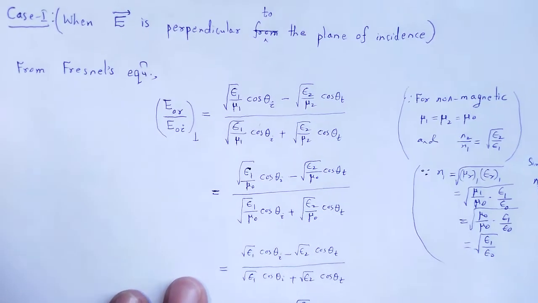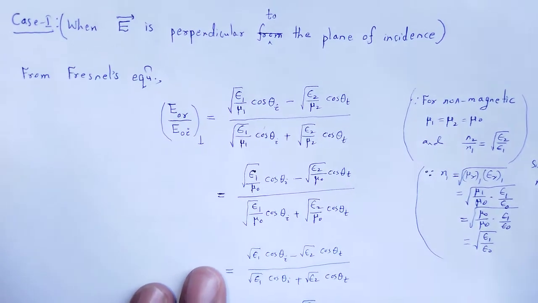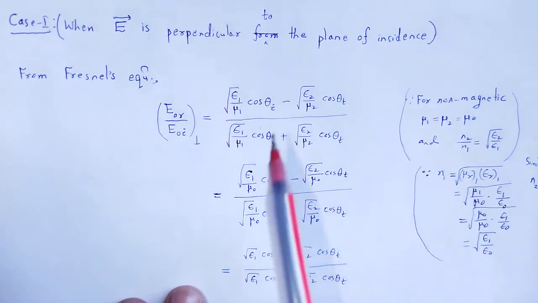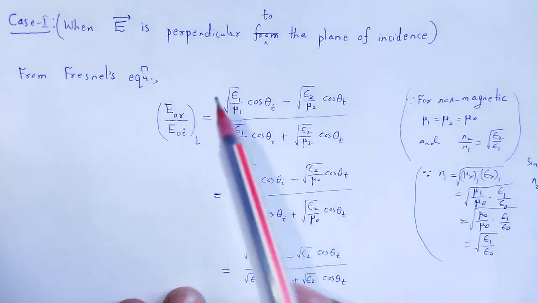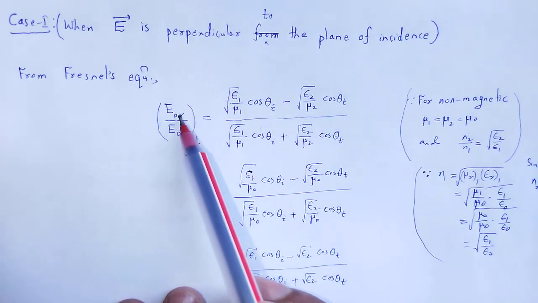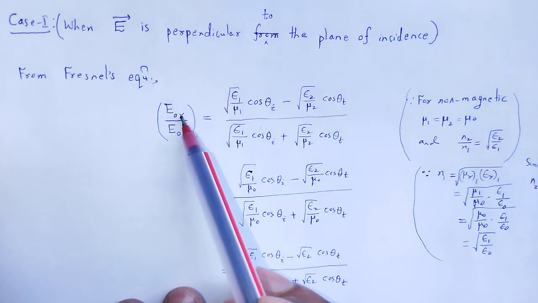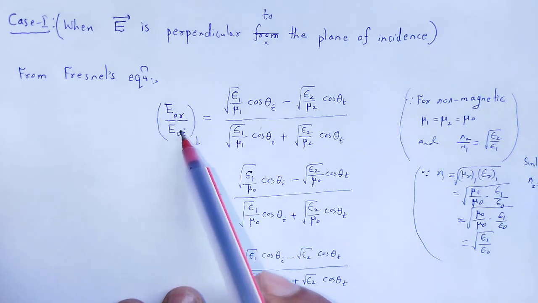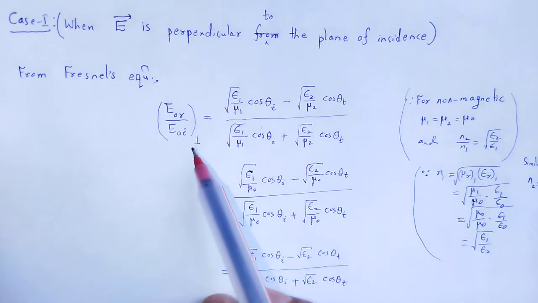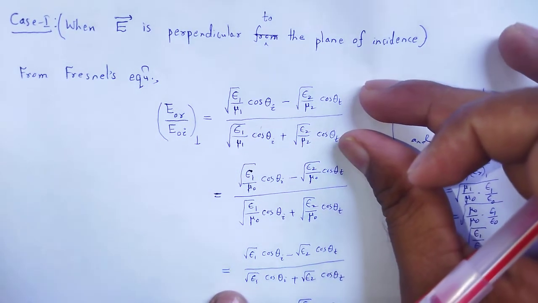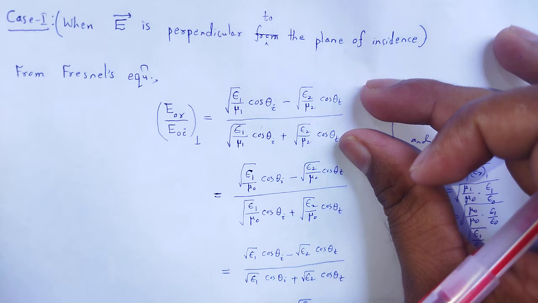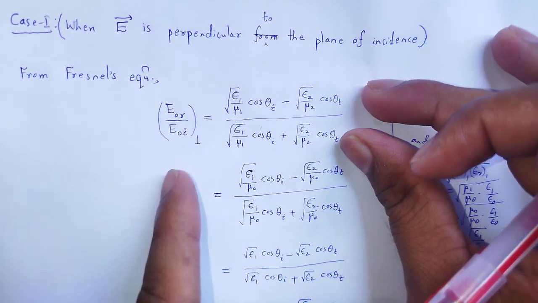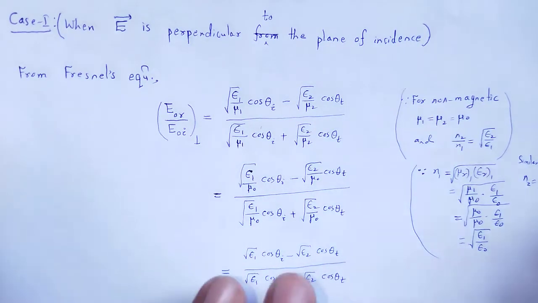Case number 1, when the E vector is perpendicular to the plane of incidence, then from Fresnel's equation, this is the amplitude of the reflected electric field vector to the amplitude of the incident electric field vector for the perpendicular situation. That will be the Fresnel's equation under this condition, when the electric field vector is perpendicular to the plane of incidence.